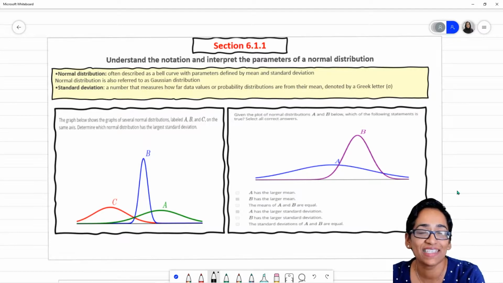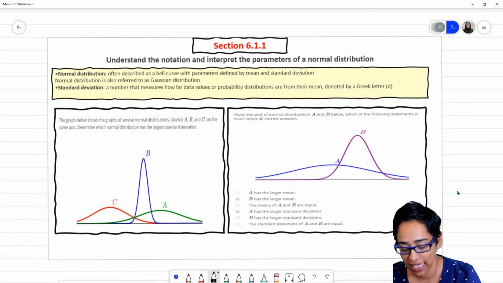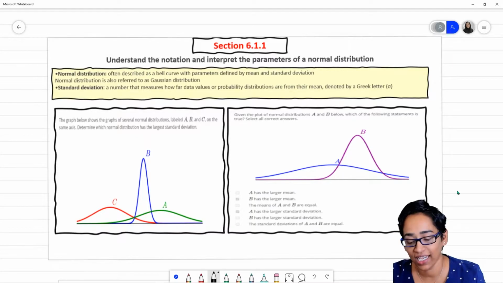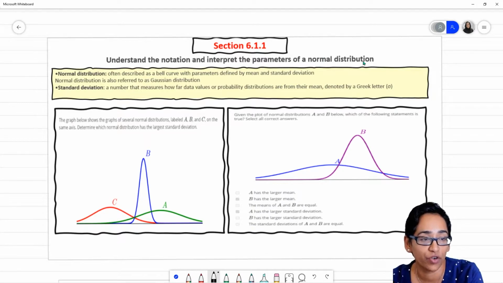Welcome back. This is section 6.1, which is about standard deviations and normal distributions. So let's go ahead and take a look at what the first objective is. The first objective is to understand the notation and interpret the parameters of a normal distribution.